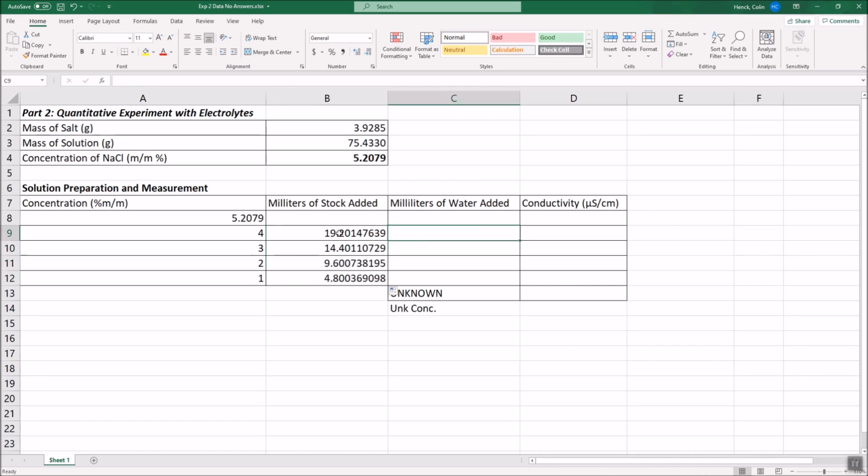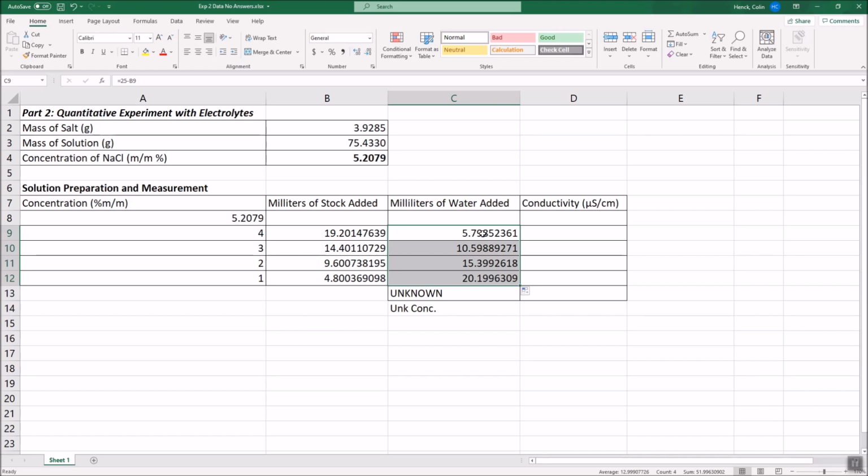To find how much water we should add to this, remember that the total volume should be 25. So if we take 25 minus how much is the 5% solution, this will tell us the volume of water to add to each one. We now have a recipe, if we drag this down, to make all of our solutions. To make the 4%, we take 19.2 milliliters of this and we add 5.8 milliliters of water.